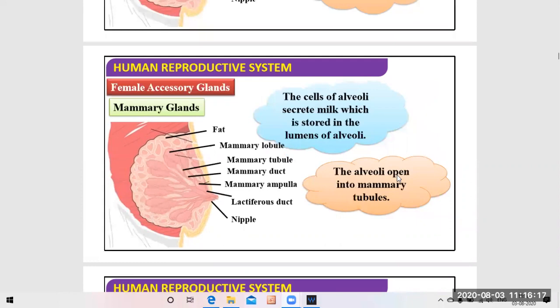The cells of the alveoli secrete milk. What is the function of the alveolar cells? They secrete the milk. It is transported from other parts, stored, and secreted in the alveolar region, which is connected to the nipples. Many threads of alveoli are connected to the nipples. The alveoli open into mammary tubules. Where is the opening? Into the mammary tubules. These are the opening areas, directly connected to the nipples.